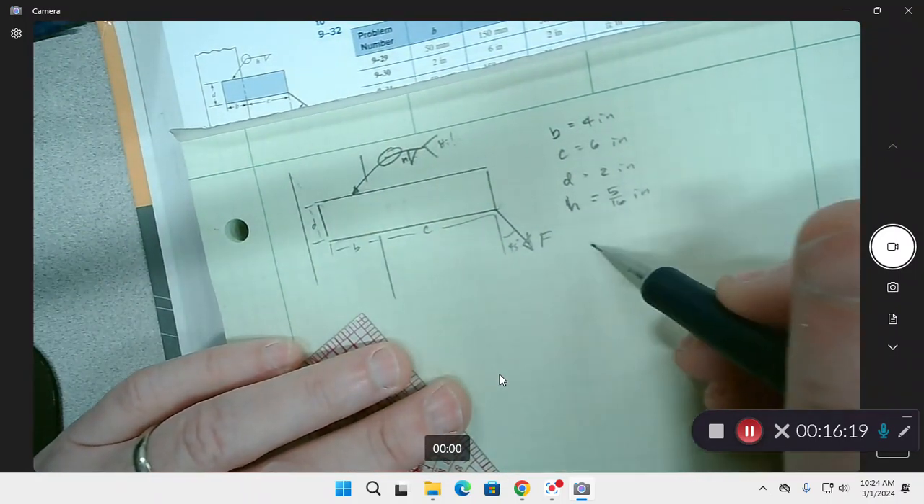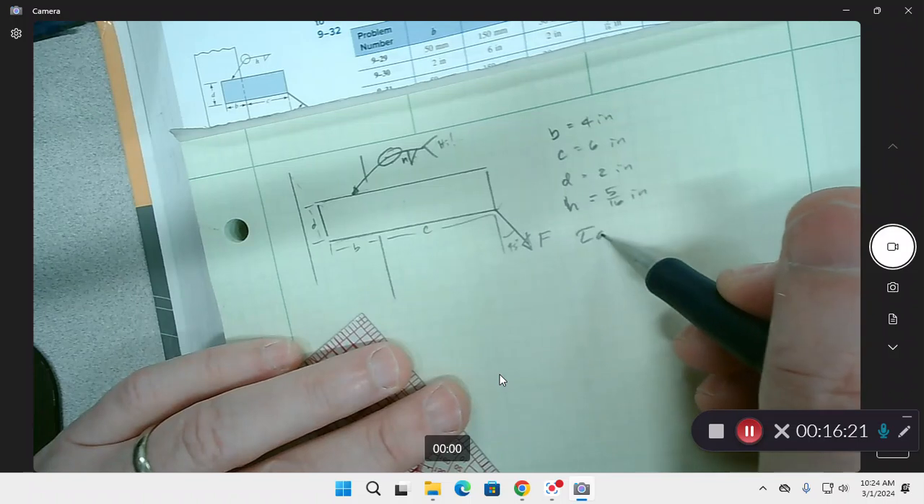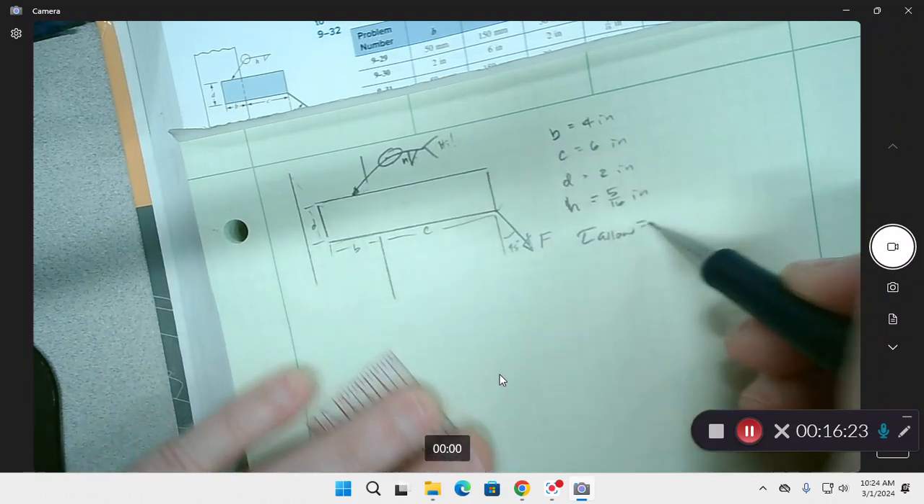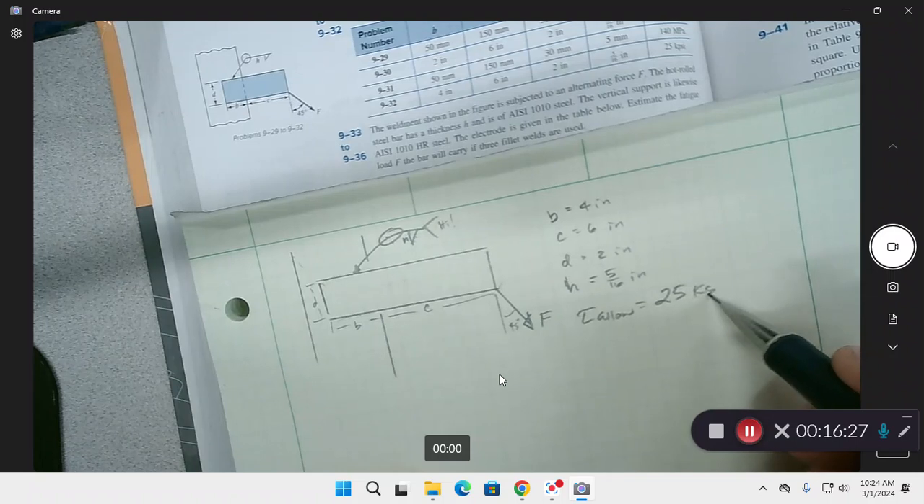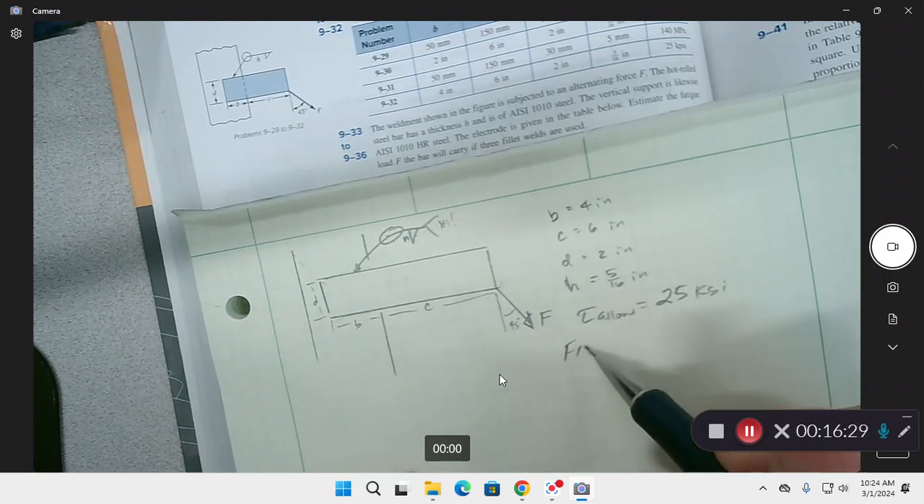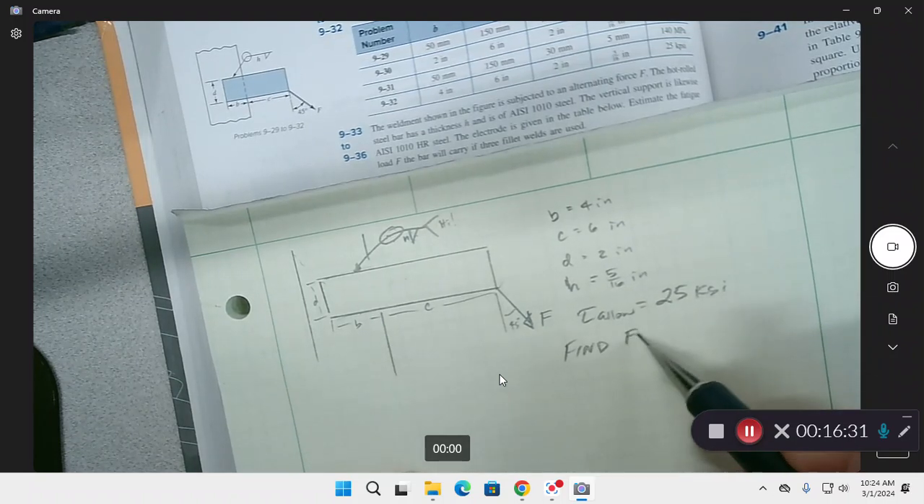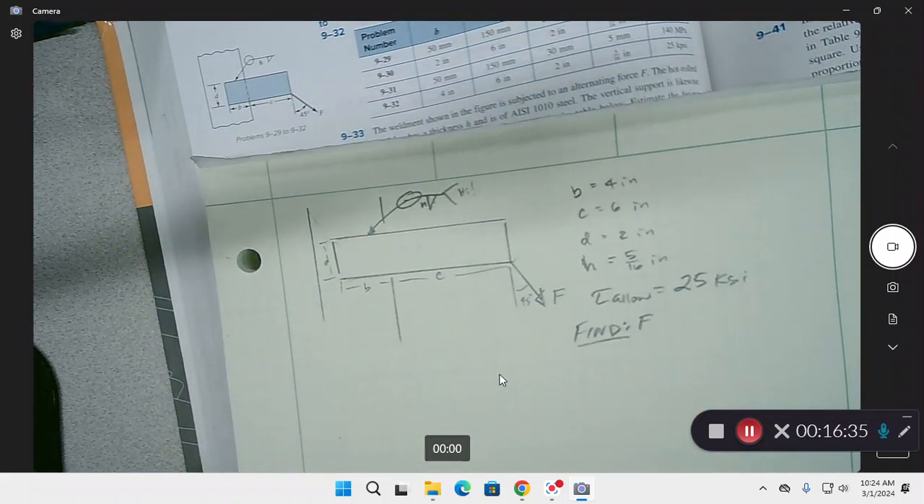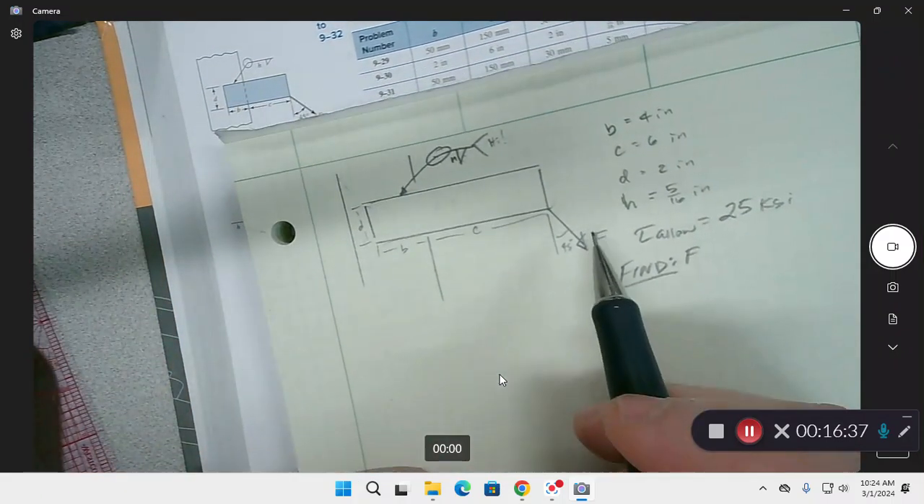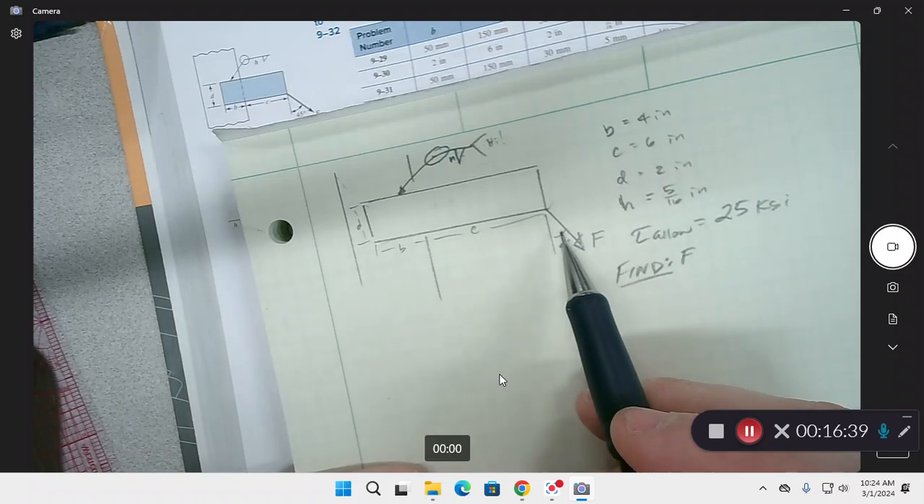So we want to find tau allow. I like how it kind of rhymes. Tau allow. 25 KSI. And then find F. Okay, so two things going on here. So we're going to have a little bit of a combined stress type of thing, which is good.